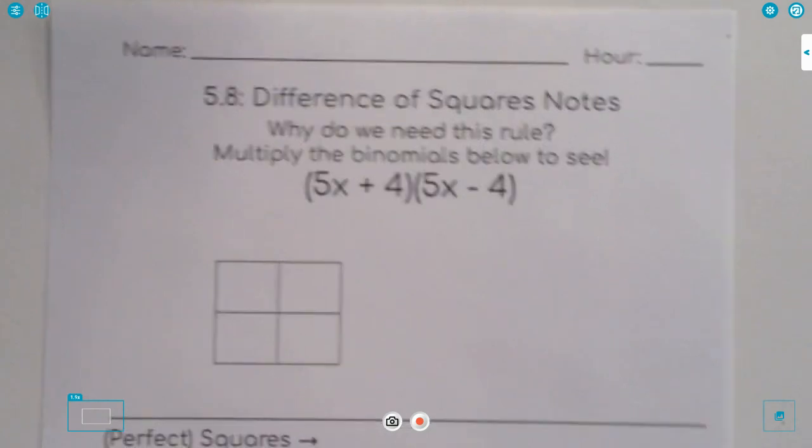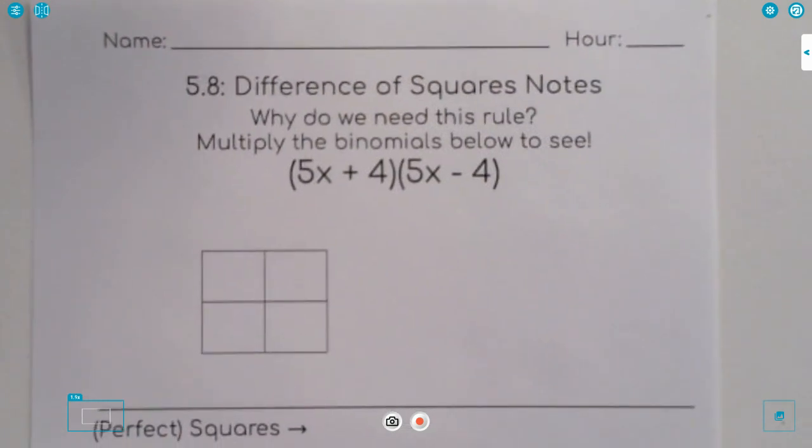Okay, so difference of squares is the name of the rule that we are doing today. Again, we're skipping over 5.7. We'll come back to it on Wednesday, just for block days and skinny days, or Tuesday if you're watching this and you're in an even hour. Why do we need this rule?